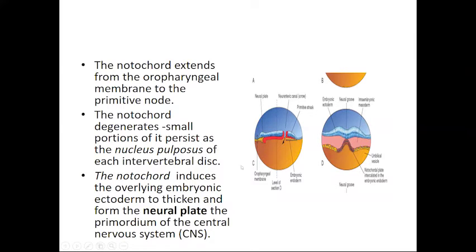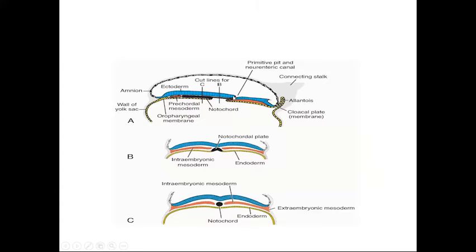The notochord induces the ectoderm to start the formation of the neural plate. This neural plate is going to start the development of the neural tube, and this is going to form your central nervous system. The notochord induces the overlying embryonic ectoderm to thicken and form the neural plate, the primordium of the central nervous system. You see in this, this is the pit, the neuroenteric canal.